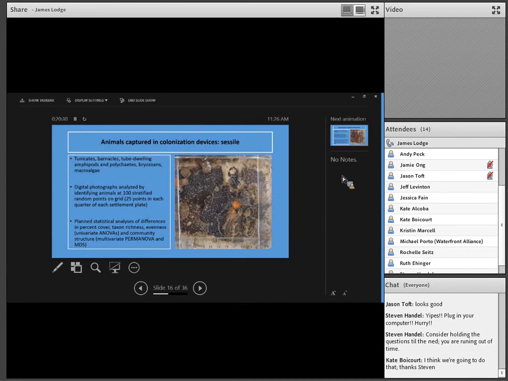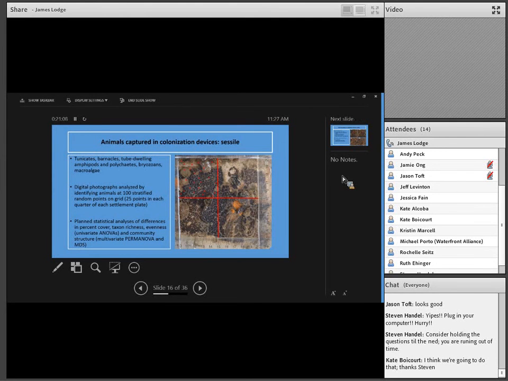Okay, so what did we get in the sessile communities? We got a range of organisms, as you'd expect: solitary and colonial tunicates, including Molgula manhattensis and Botryllus species, a lot of tube-dwelling amphipods and polychaetes, bryozoans, and macroalgae, of course. What we did there is digitally analyse those photographs. We analysed the digital photographs with 100 points.